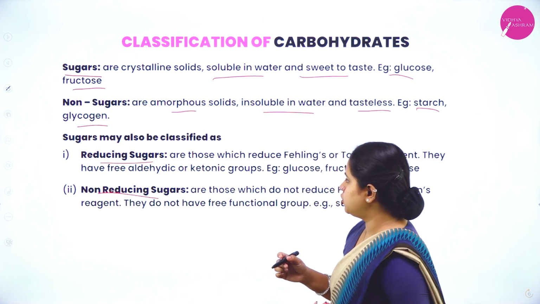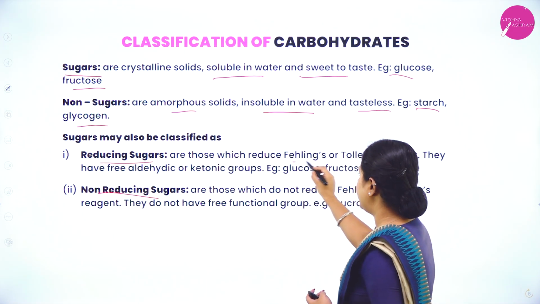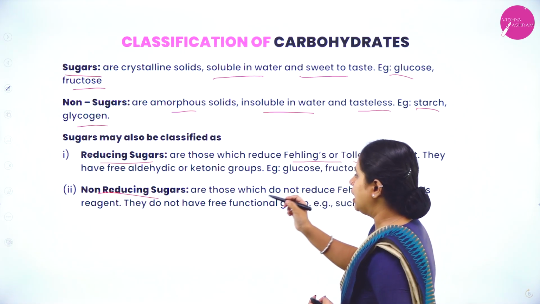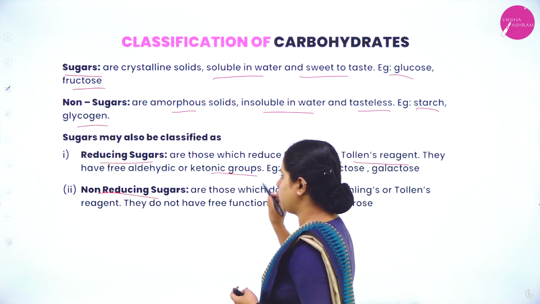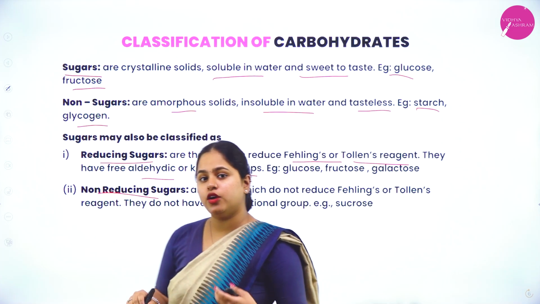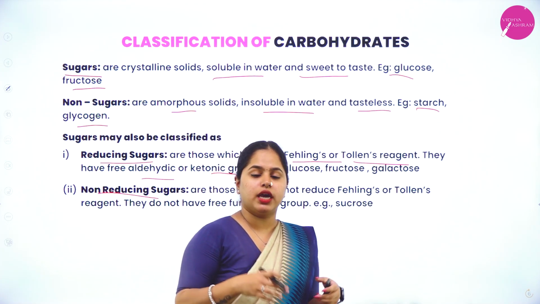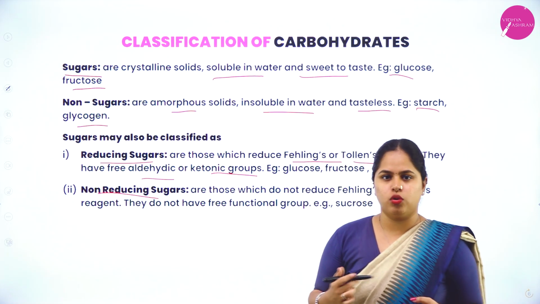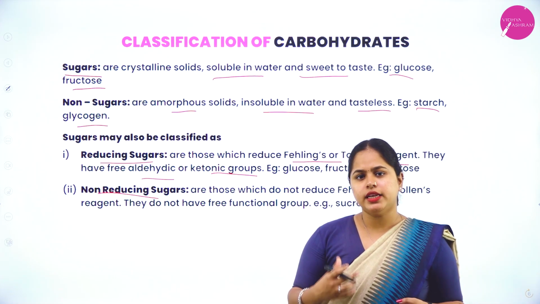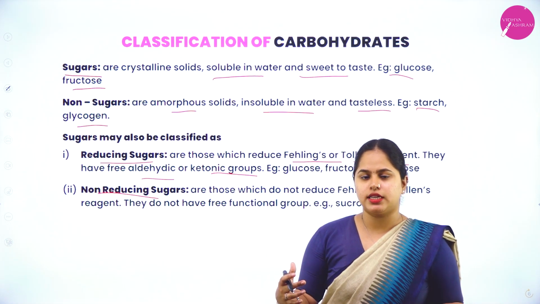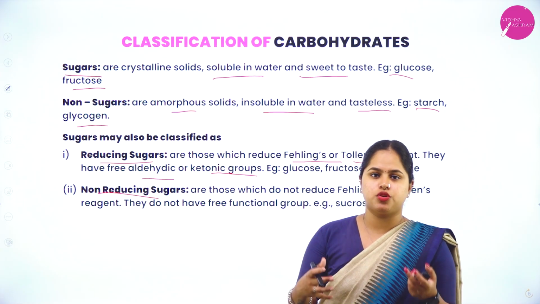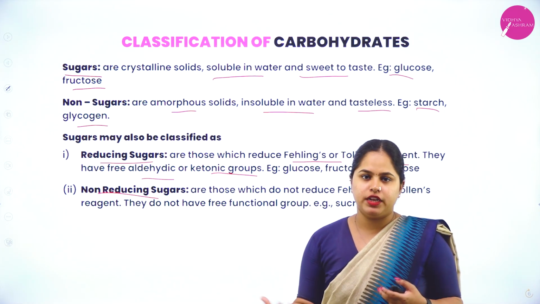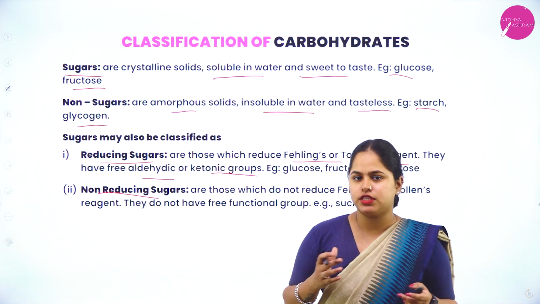Now what is a reducing sugar? These are those which reduce Fehling's or Tollens reagent. They have a free aldehydic or ketonic group. Okay, they have a free aldehyde or ketone group because of which it can undergo reduction in the presence of Fehling's or Tollens reagent. So in the aldehydes, ketones and carboxylic acids chapter, we have studied the tests to distinguish aldehydes and ketones, that is Fehling's test and Tollens test. In detail, we have discussed it there.